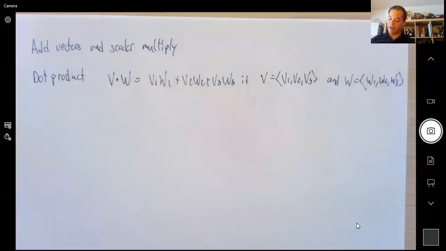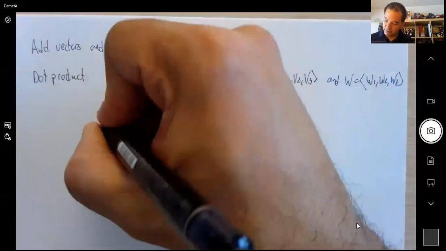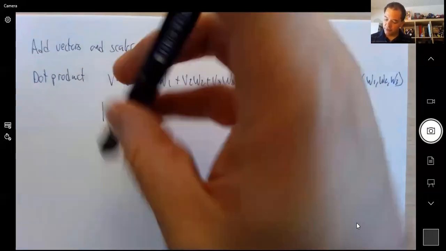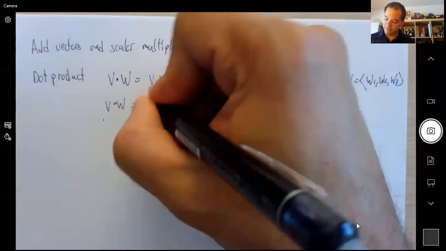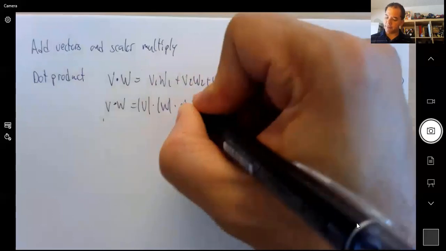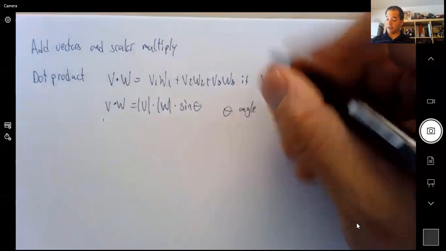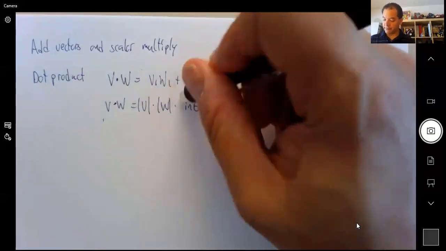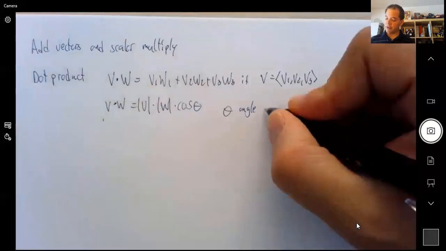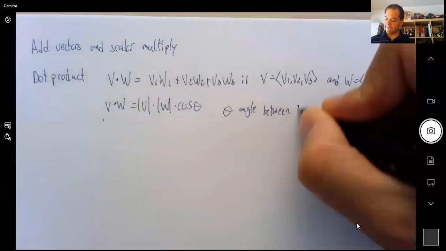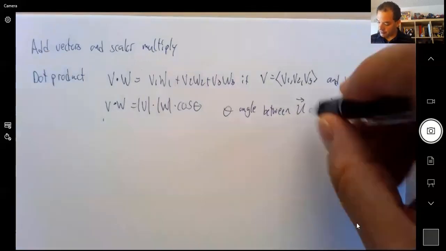And the important relevant way is that V dot W is also the magnitude of V times the magnitude of W times the cosine of the angle between them. Sorry, I said sine; cosine, my bad. Very important that you don't make this mistake. Where theta is the angle between V and W.